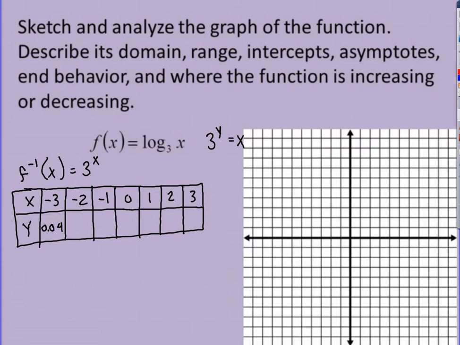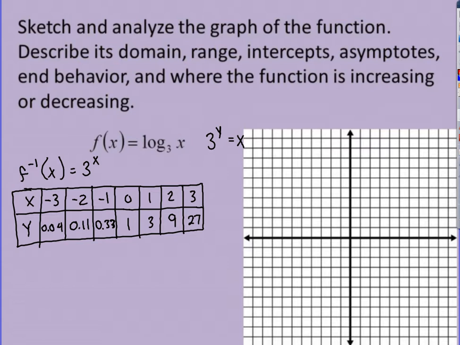-2 is going to give me 0.11. -1 is 0.33. 3 to the 0 power is just going to give us 1. 3 to the first is 3. 3 to the second is 9. And 3 to the third is 27. But that's the inverse of our log function.